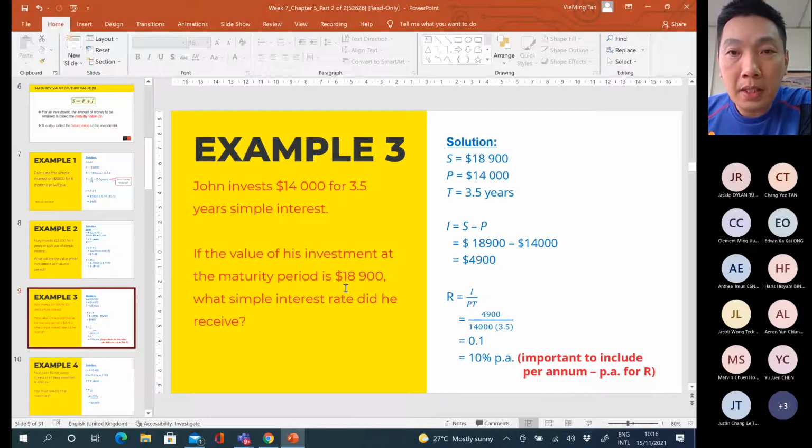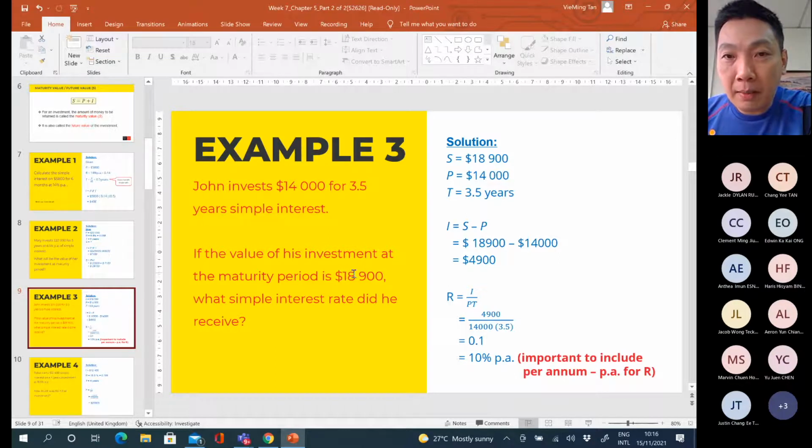18,900. So that means this is the S value. Some students may ask whether this is S or I. Some students may get confused. By logic, usually the interest received will be lower than the principal. Interest usually is not much, because if too much, then the bank is making a loss later on. So by logic, the I value should not be too high. Usually the I value should be less than the P.